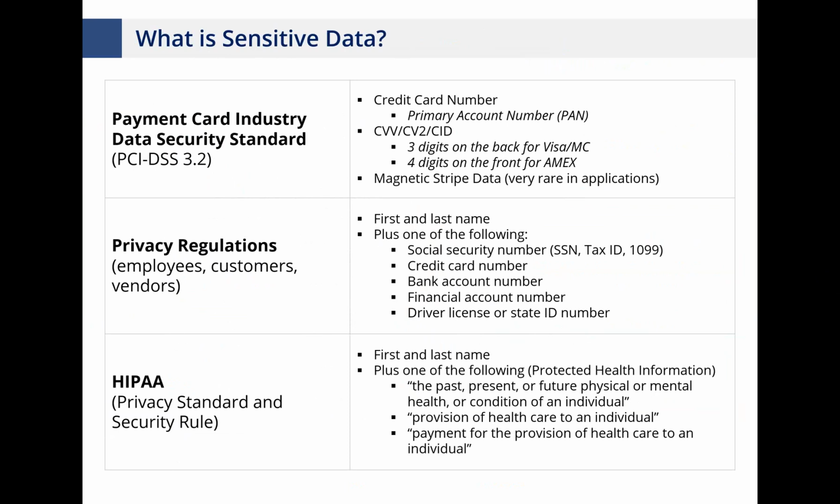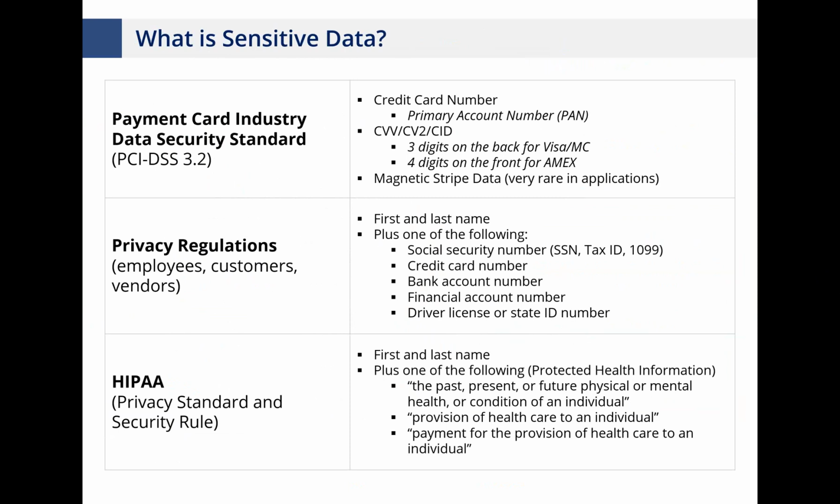Another PCI element is magnetic stripe data. Very seldom do we actually ever see that captured in standard applications and then stored in an Oracle database. Most often that's at the point of sale processing, it may be in the point of sale terminals, but very seldom does that data ever actually get into an Oracle database. Most people are actually pretty good about not storing that. So primarily with PCI, we're concerned about the credit card numbers and then the CVV codes that go with those.